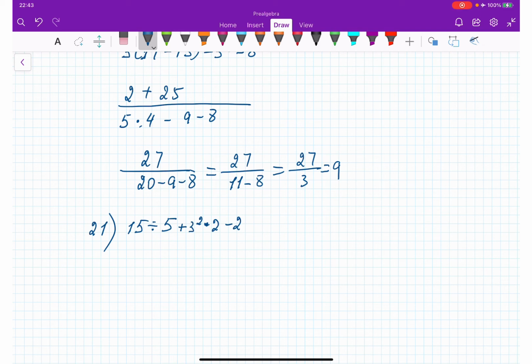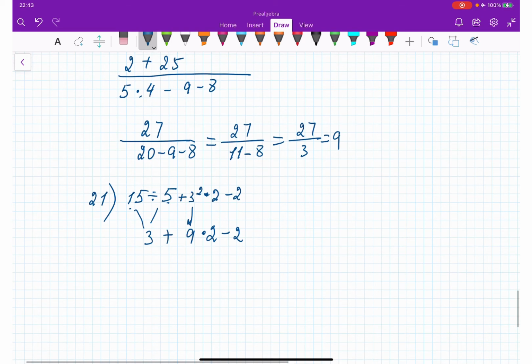Okay, so first operation I'm doing this 3 squared, it's 9, so once I know it's 9, I can multiply here by 2. Okay, let me rewrite. And 15 divided by 5, it's going to be 3 plus, okay. From here, I'm getting 3 plus 9 times 2 is 18 minus 2. And then I'm solving one after another. 3 plus 18 is 21 minus 2. And here we get 19.